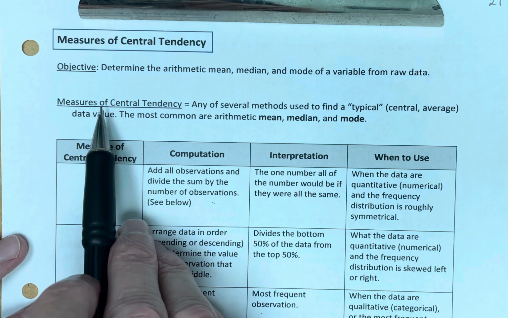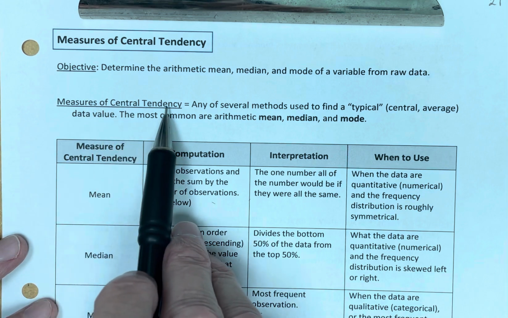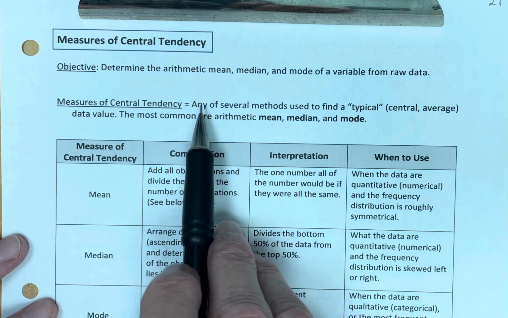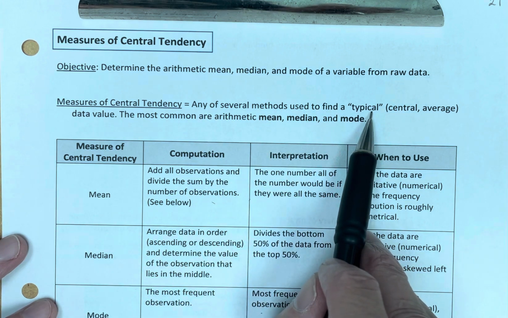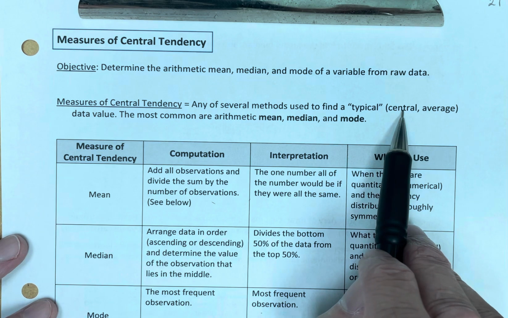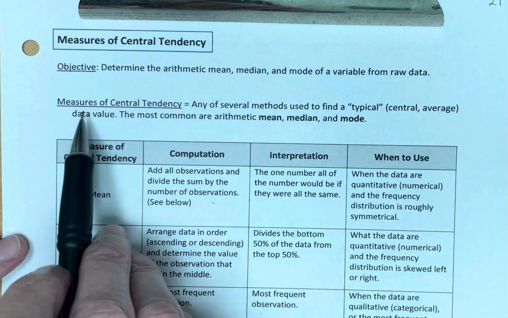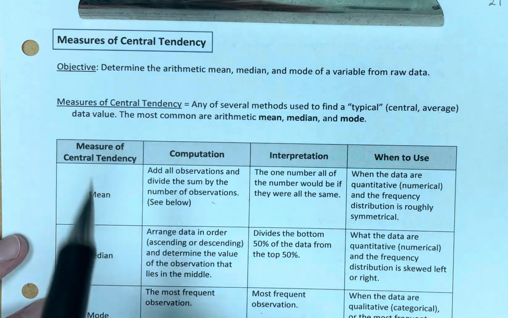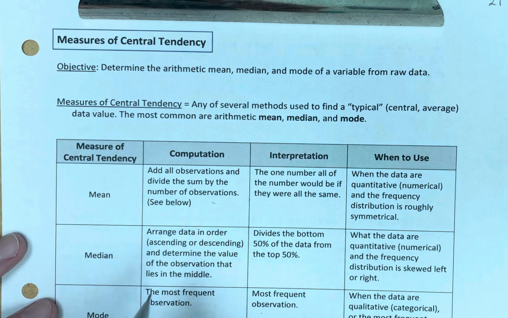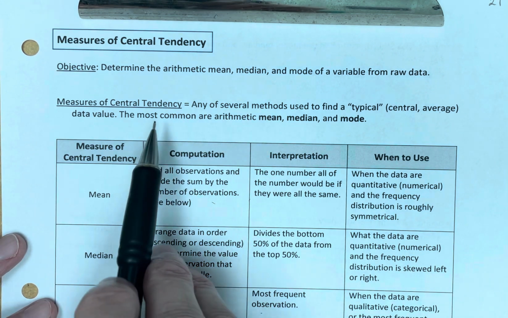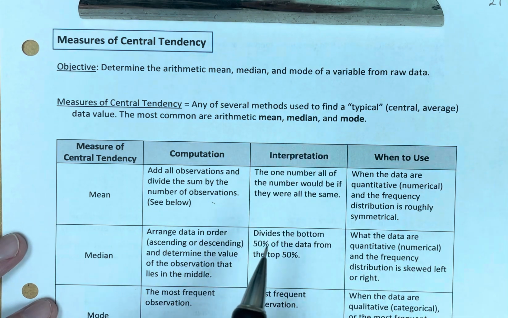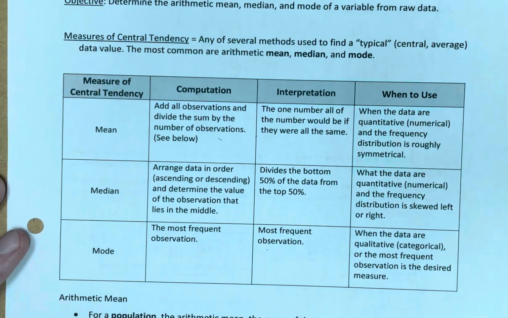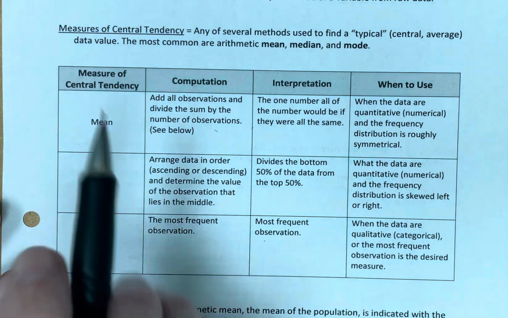So let's first define what measures of central tendency are. They are any of several methods used to find a typical, also called central, also called average, data value. So we're summarizing the data with one data value. The most common are mean, median, and mode. This table tells us a little bit about each of them.